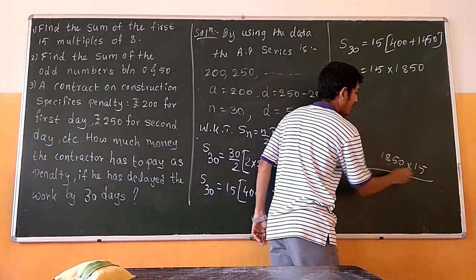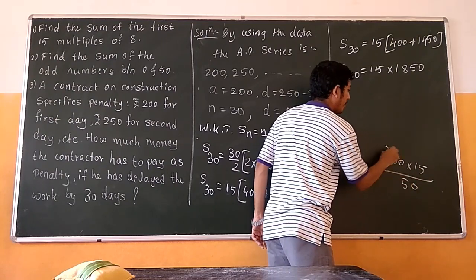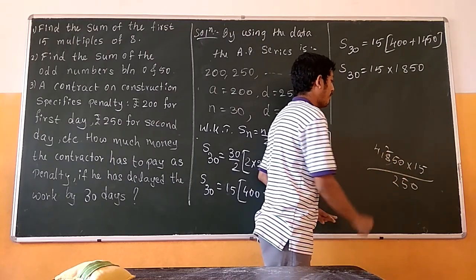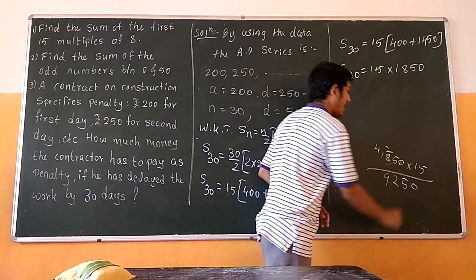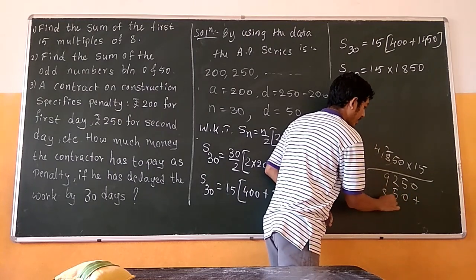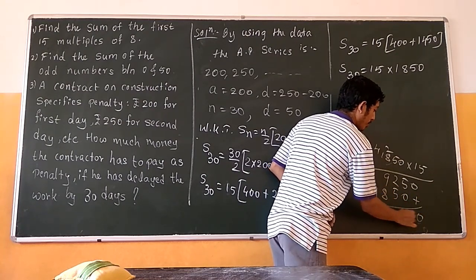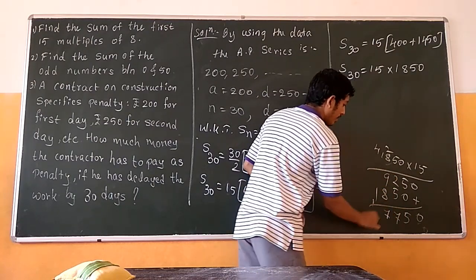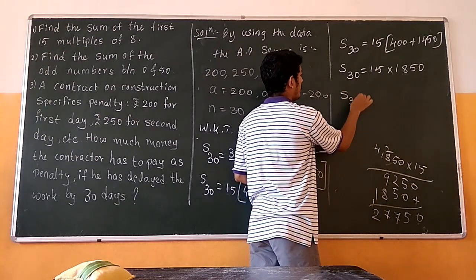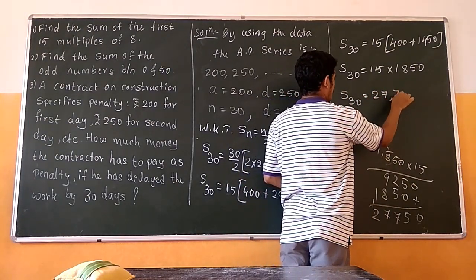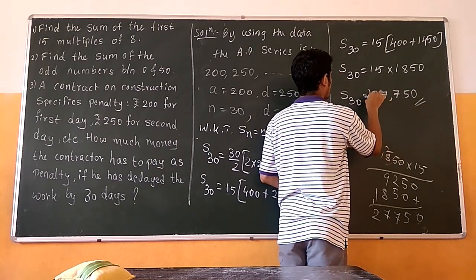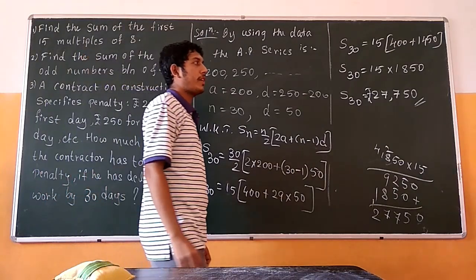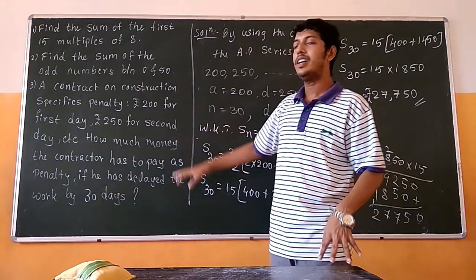1850 into 15. 0, 5 5s are 25, 5 8s are 40 plus 2, 42, 5 1s are 5 plus 4, it becomes 9, 0, 5 8 1, 0 5, 5 plus 2 7, 8 8s are 16 plus 1, 17, it becomes 2. Therefore S30 is equal to 27,750. So he has to pay 27,750 rupees if he delays the work by 30 days.